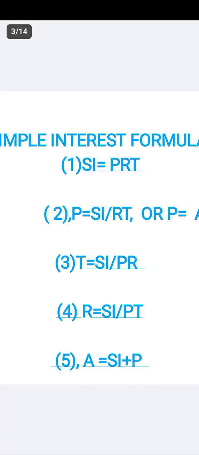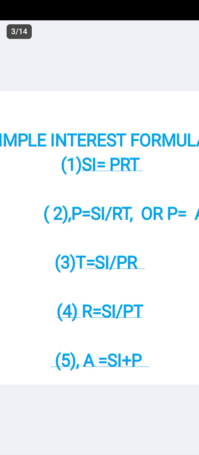Then the last formula there is A, which means the amount, is equal to the interest plus what? The principal. The amount that the money will get to when you borrow money for so many years, at so much rate, at so much time, is given as simple interest plus the principal. These 5 formulas are the only formulas associated with simple interest. If you commit these formulas into your memory, then you won't have any problem solving problems on simple interest.